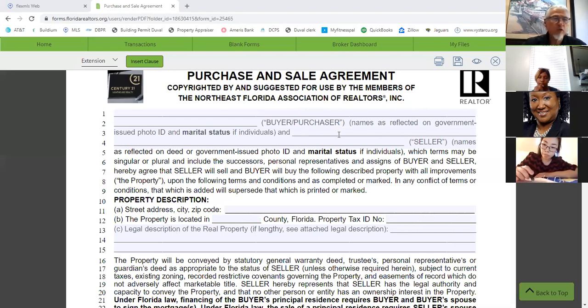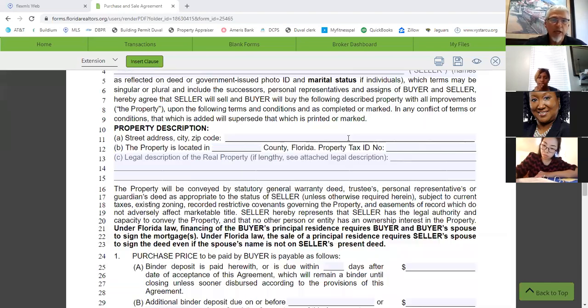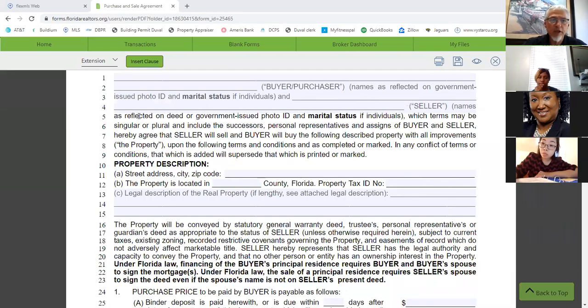Okay, and then the seller is whatever the seller is shown on the property appraiser's website. And it may not include all the sellers. It may say something to the effect of et al. And when you see that on the property appraiser's website, that means there's more people. Et al. means there's more. Okay. And then what does it say? As reflected on the deed or government issued marital status of individuals. And the thing that's on the deed is what you're going to see on the property appraiser's website.